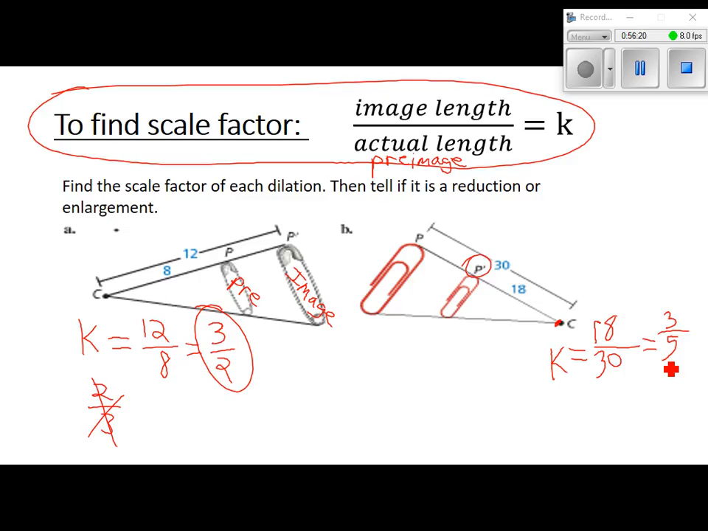Which one of these was the original paperclip? The biggest one. This one here was the original. So did we get smaller? Yeah. So is this the right scale factor? Yep. So you can check to make sure that you're doing it right. But that's your scale factor.